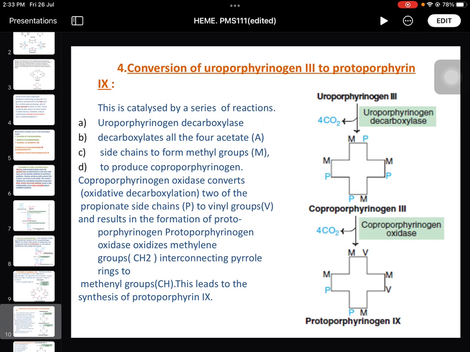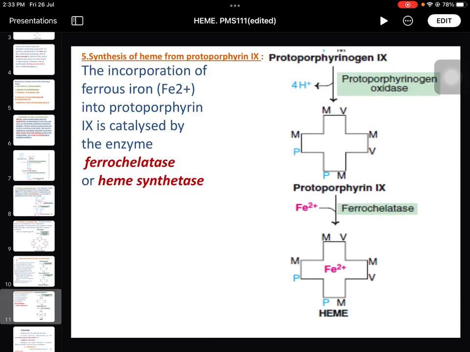Coproporphyrinogen oxidase converts 2 of the propionate side chains, that is vinyl group and propyl group. These 2 groups will be replaced here. As a result, it forms protoporphyrinogen, and protoporphyrinogen oxidase converts the methylene groups interconnecting the pyrrole rings to methynyl groups. This leads to the synthesis of protoporphyrin 9.